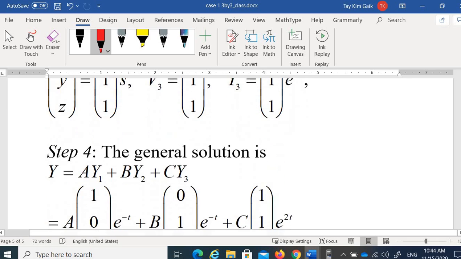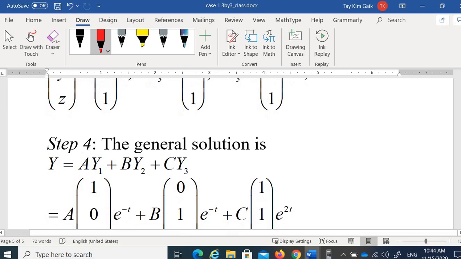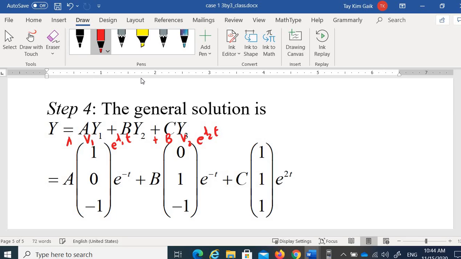Hence, the general solution, because even though we got two same eigenvalues, we have v1, v2, then this is v3. So your solution is: a times v1 times exponent lambda 1 t, plus b times v2 times exponent lambda 2 t, where lambda 1 equals lambda 2 in this case, plus c times v3 times exponent lambda 3 t.